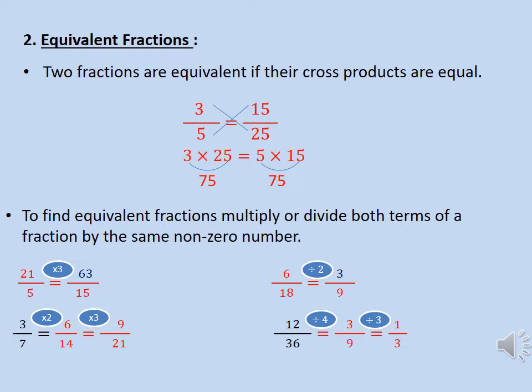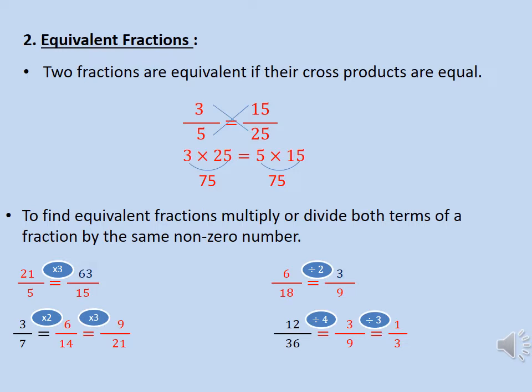To find equivalent fractions, we multiply or divide both terms of a fraction by the same non-zero number. 21 over 5 is equal to what over 15? To find the answer, we think 5 times the 3 is equal to 15. Then we multiply 21 times the 3, we get 63. 21 over 5 is equal to 63 over 15.